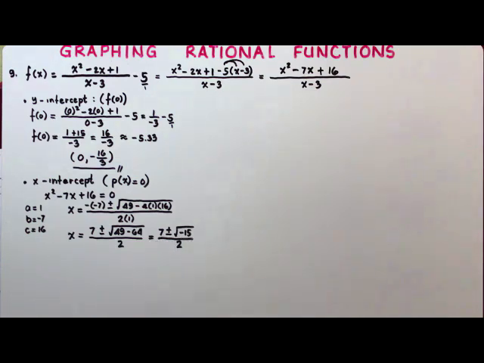And as you can see, this square root of negative 15 is an imaginary number. And since this is an imaginary number, we cannot see this point in the real plane. So in other words, we say that there is no x-intercept in the graph of this rational function. Now we'll proceed to the vertical asymptote.